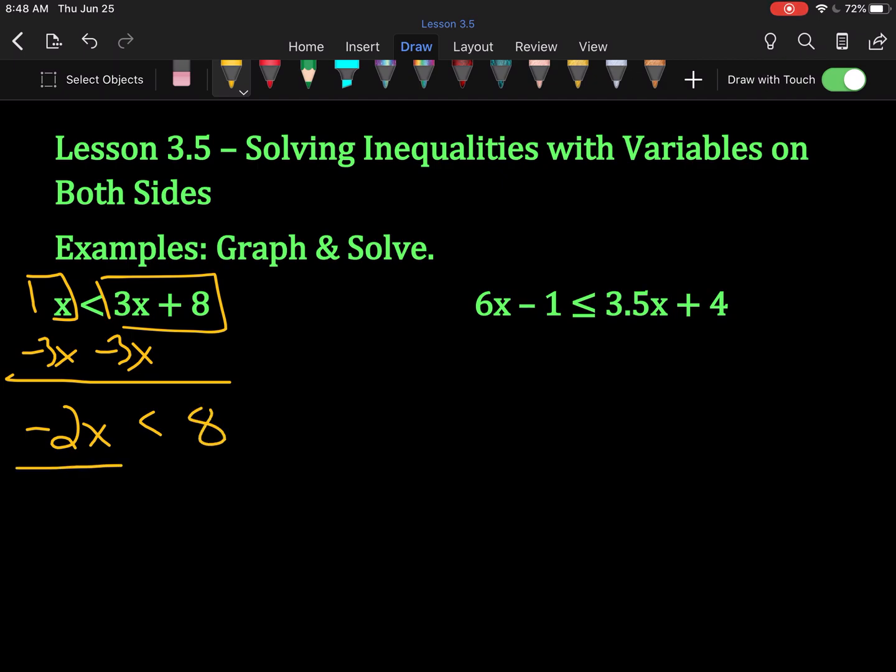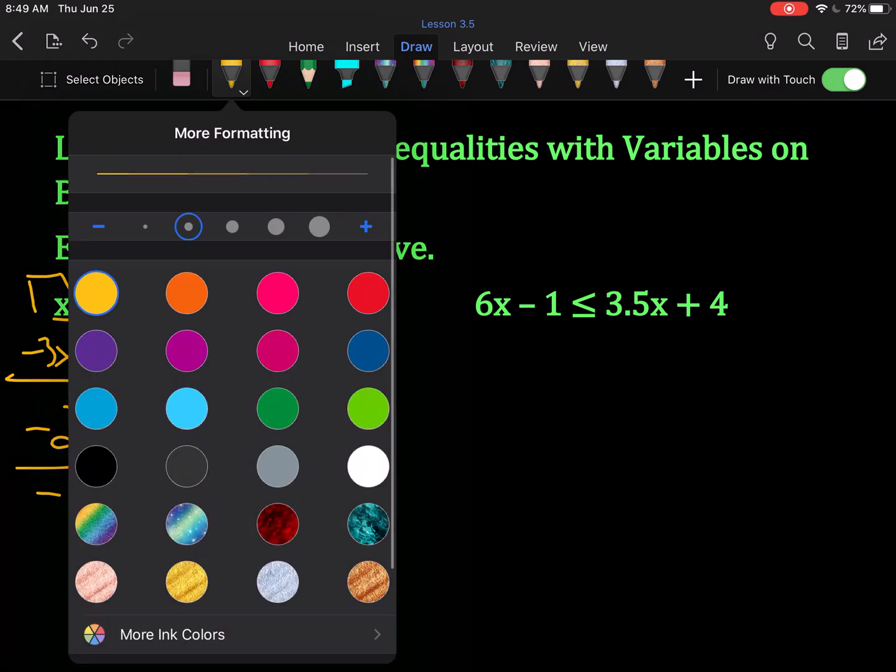One stepper, divide both sides by negative 2. Remembering to flip the inequality because we divided by a negative. So x is greater than negative 4. Throw down my number line, greater than, yay, off we go.